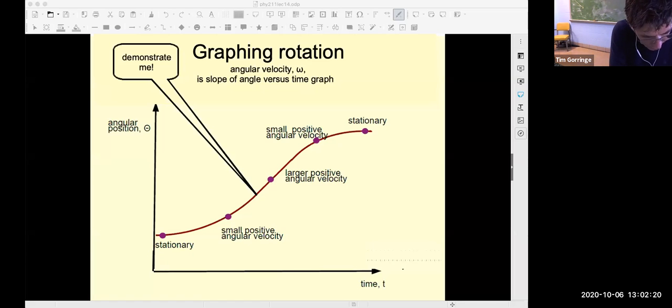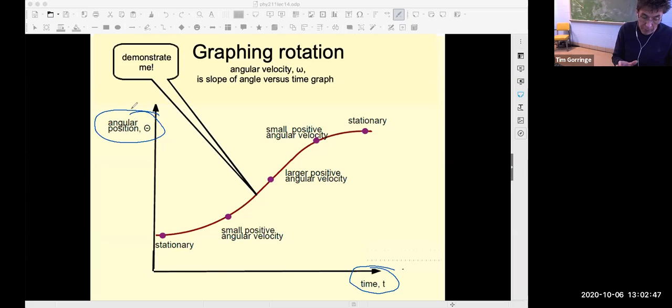Okay, so let's look at the axes of this graph. Horizontally, I've got time, and vertically, I've got angular position. Remember back in the early lectures, I made graphs like this for straight line, linear motion. I would make position versus time graphs. Well, this is just an angular position versus time graph.